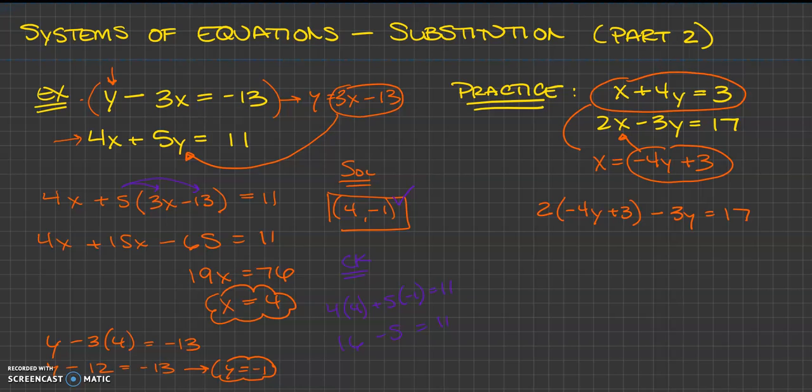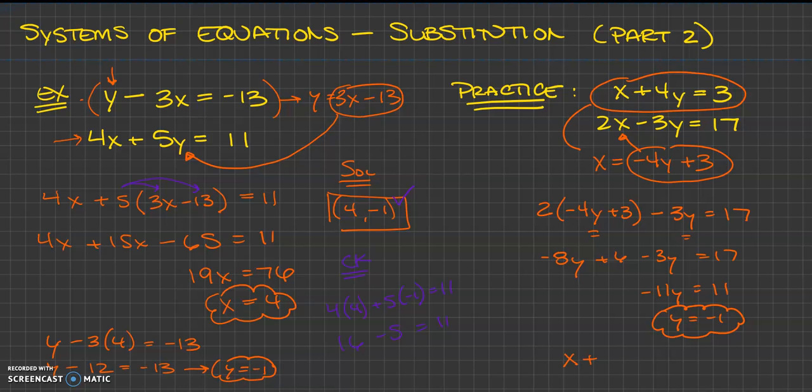I have one equation with one unknown, and that means it's solvable. Negative 8y plus 6 minus 3y equals 17. So that's going to give me a negative 11y. I'm going to subtract 6 from both sides and get 11. So y is equal to negative 1. See, all I did was solve for y first. I've been solving for x first. Now we got to plug this back in.